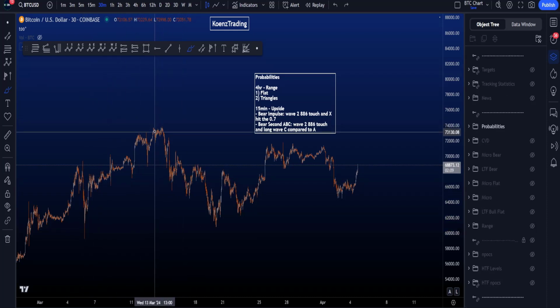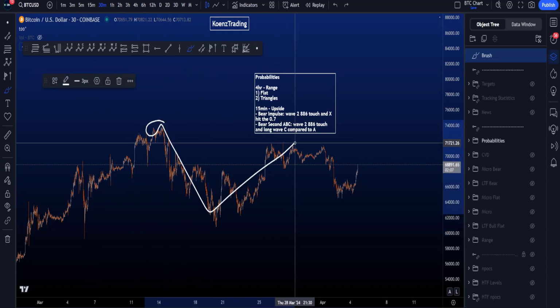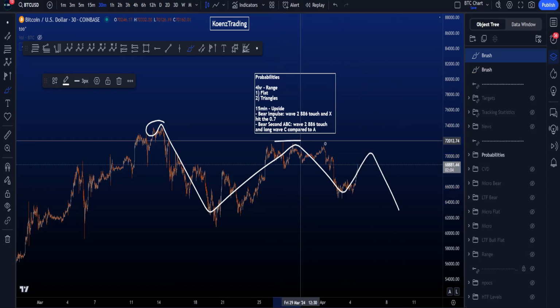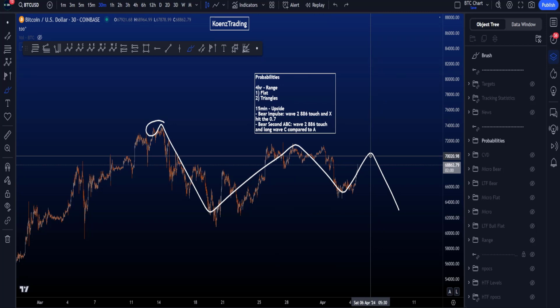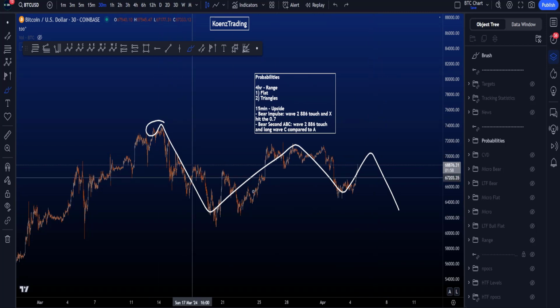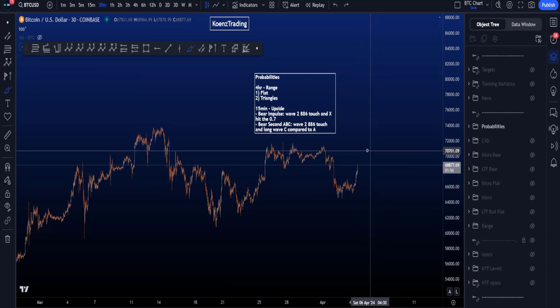And secondly, we have the triangle where this is the high and then A, B, C, D, E, and the invalidation is price moving above these highs. But nonetheless, it's a bit early for me to talk about triangles. I would like more information, especially for this one. I like a wave D to be in.